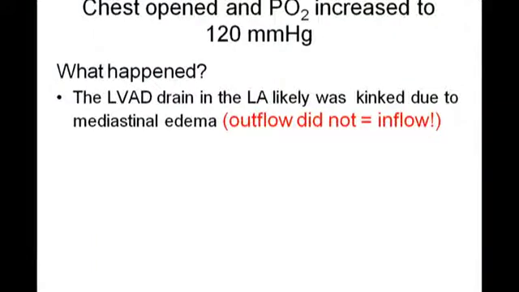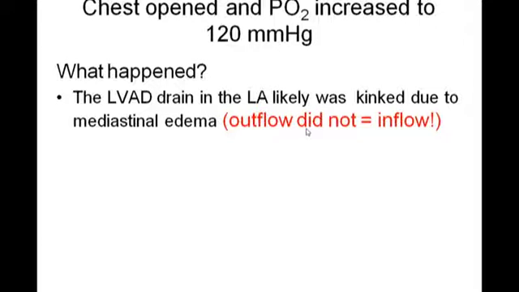The LVAD drains, so in this situation you have both. You have the right heart pumping blood into the lungs, but you drain it from the left heart, from the left atrium, and then put it back in the aorta. So that drain from the pulmonary venous system was probably kinked, probably due to the mediastinal edema. When they opened the chest, they unkinked it, and now it wasn't a problem.